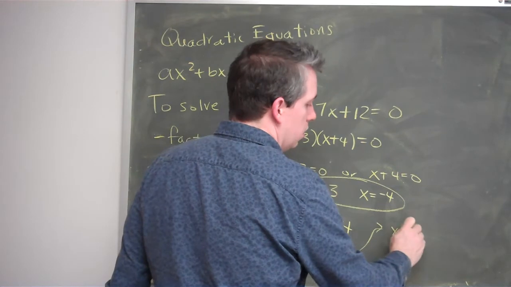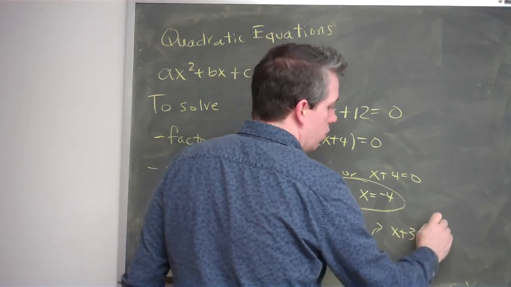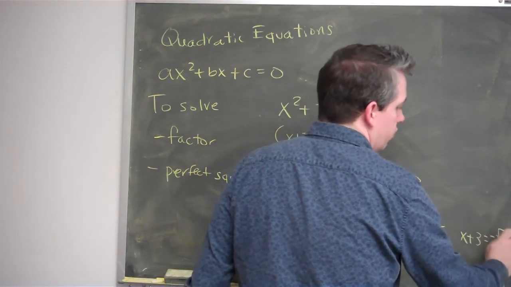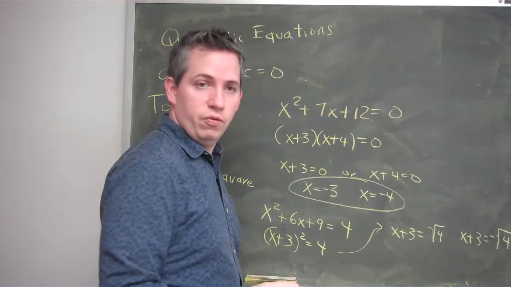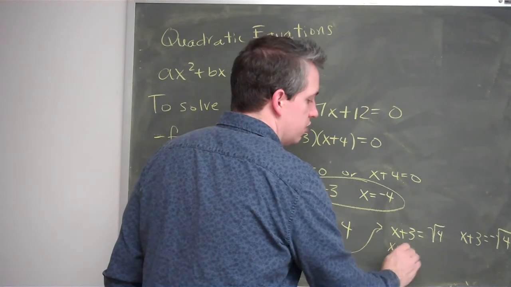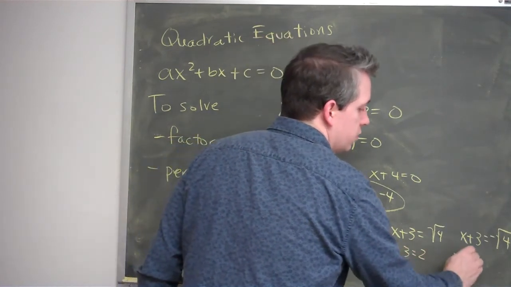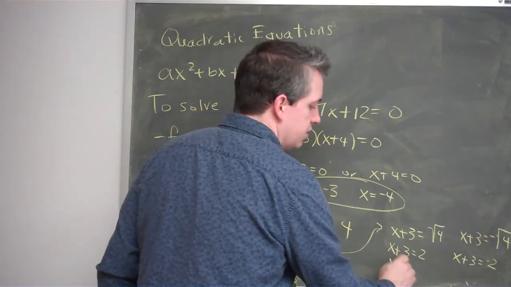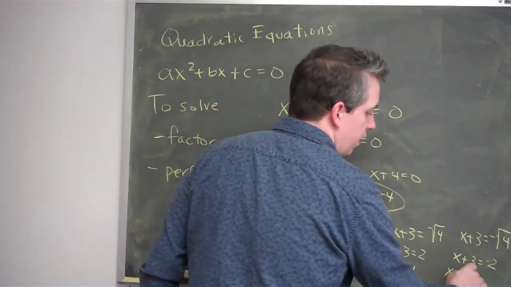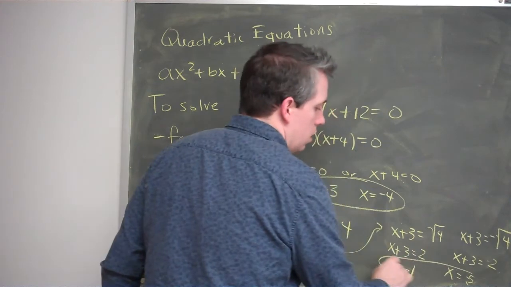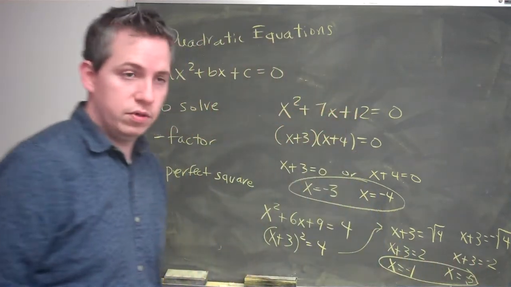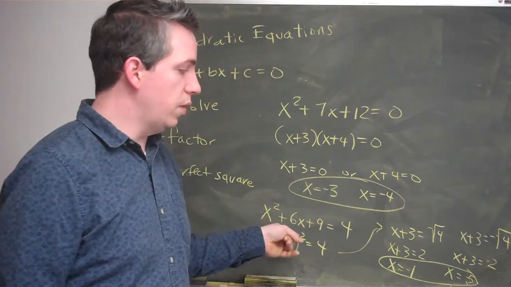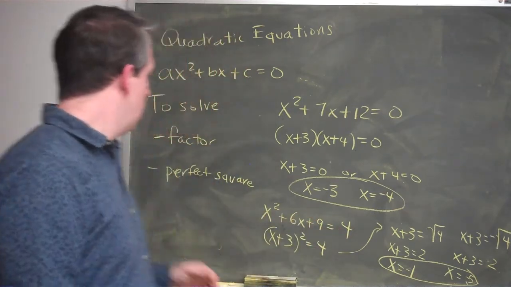Either x plus 3 is equal to the square root of 4, or x plus 3 is equal to the negative square root of 4. Since the square root of 4 is 2, I get two equations: x plus 3 is equal to 2, or x plus 3 is equal to negative 2. So in this case, I get x is equal to negative 1, or x is equal to negative 5. Again, I would actually get this out of factoring, but here I found another way to solve a quadratic equation using this idea of perfect squares.